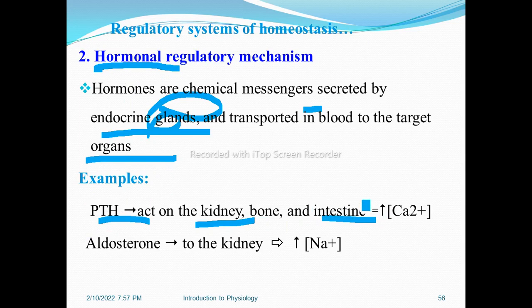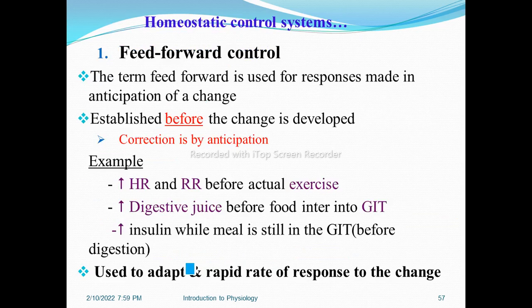In these areas it is important to increase calcium ion. So if calcium is decreased, it is important to increase the calcium level in the blood. And aldosterone acts on the kidney and is important to increase sodium level. So this is hormonal control, the hormonal regulatory system.